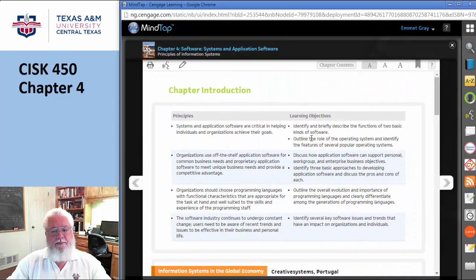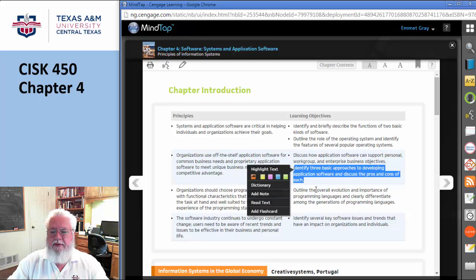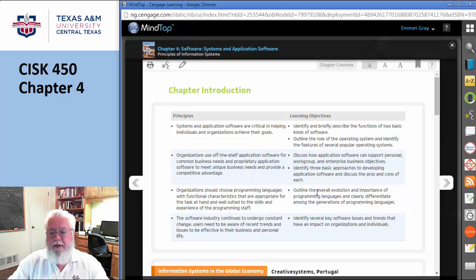162 basically talks about identify and briefly describe the functions of two different major categories of software. Outline the role of the operating system. Discuss how application software can support three different spheres of influence. Identify three basic approaches to acquiring software. And we're going to spend an awful lot of time on this part, so pay attention.